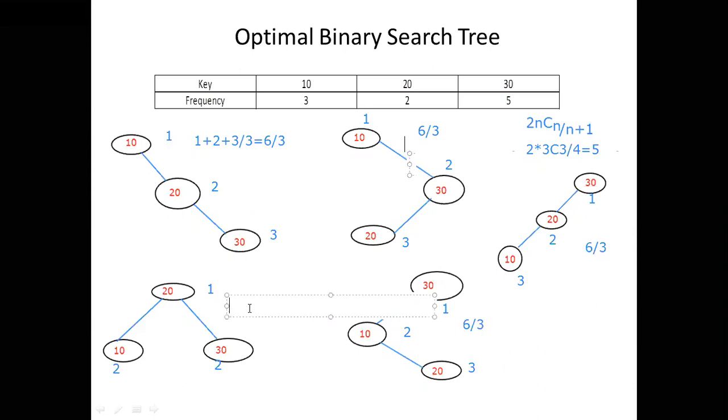What about this one? It is different because 3 is not there. How to do? 1 plus 2 plus 2 divided by 3. What will come here? What is the value here? 2 plus 2, 4. 4 plus 1, 5. Answer is 5 by 3. Which is the smallest value of the average number of comparisons we got? We got it from this tree. That is why this tree we will call a balanced binary search tree.